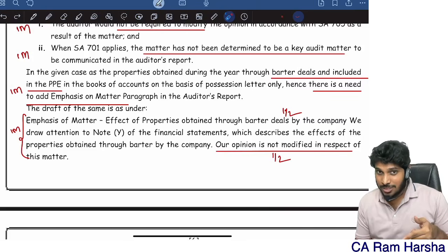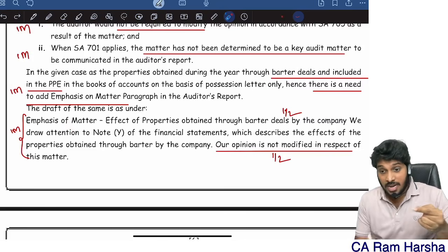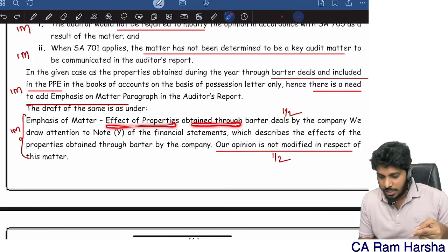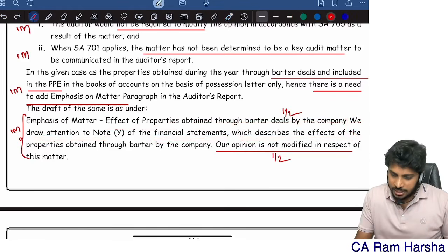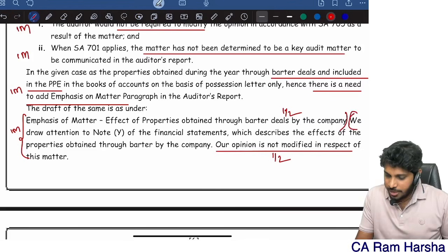This is a Jan 25 question actually. Jan 25 question, I guess. Yeah, I guess so. Emphasis of matter paragraph, how you will draft. Effect of properties obtained through barter deals. We draw attention, actually from here. This is heading. Emphasis of matter paragraph heading. From here only actual drafting starts.